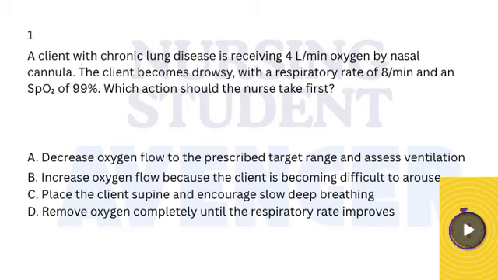Letter A. Decrease oxygen flow to the prescribed target range and assess ventilation. Letter B. Increase oxygen flow because the client is becoming difficult to arouse. Letter C. Place the client supine and encourage slow deep breathing. Letter D. Remove oxygen completely until the respiratory rate improves.